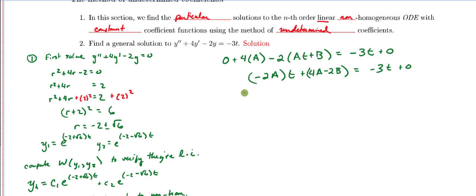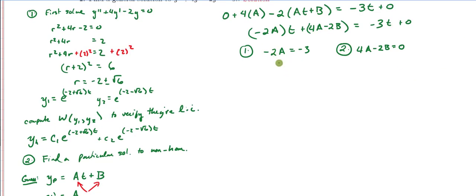Well, we know from the first statement that minus 2at has to equal minus 3t. So we get minus 2a needs to equal negative 3. And the second equation tells me that 4a minus 2b needs to equal the constant that I have here, which in this case is 0. So we've got 4a minus 2b has to equal 0. So now I can solve this system of equations.